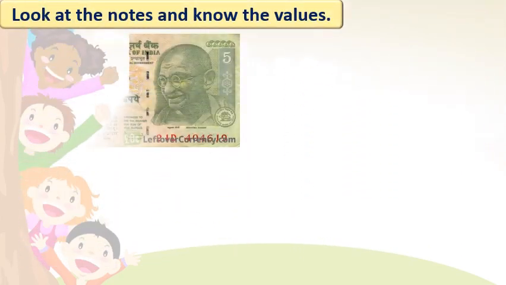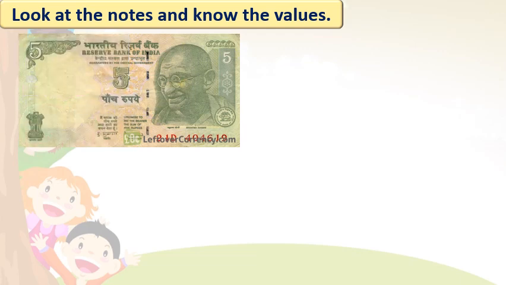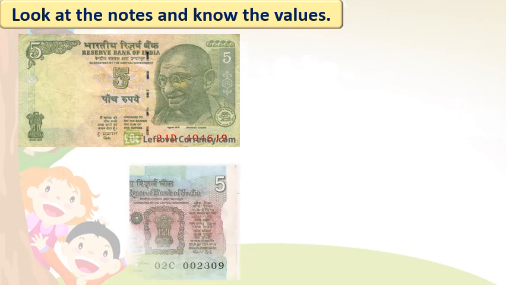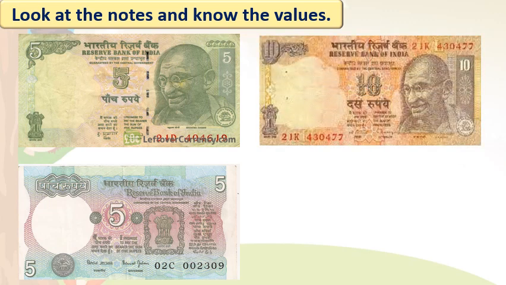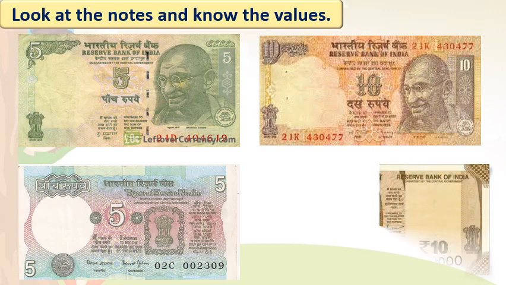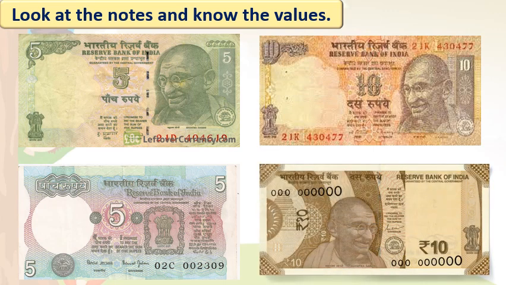We will see. These are notes. Okay. This is 5 rupee note, or the value of this note is 5 rupees. One more form is there. See the design and shape and color of these two notes. The values of these notes are rupees 5. Okay. The value of this note is rupees 10. See, this is a new note of rupees 10. But we use both the notes.